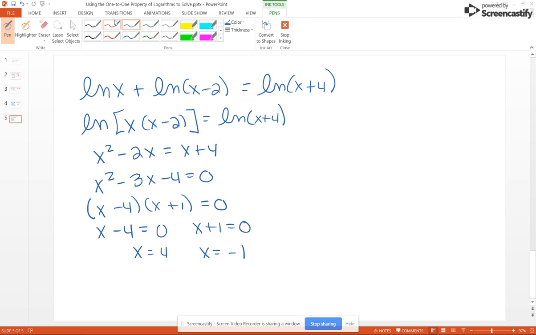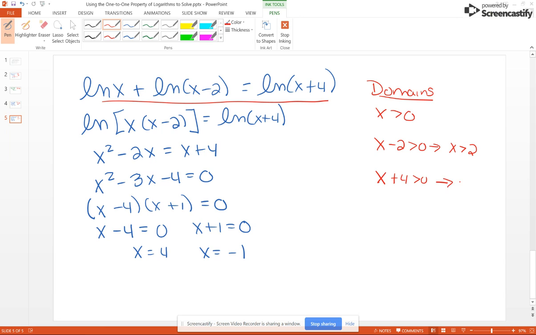Now, we haven't checked with domains yet, so let's go figure out our domains. When you're doing domain, look at the original. We actually have three that we have to worry about. The first one is x greater than 0. The second one is x minus 2 greater than 0, which means x is greater than 2. And the last one is x plus 4 greater than 0, which is x greater than negative 4. This one in the middle is the most restrictive one. And x equal negative 1 does not work. x equal 4 does work, so this is our only solution. The end.